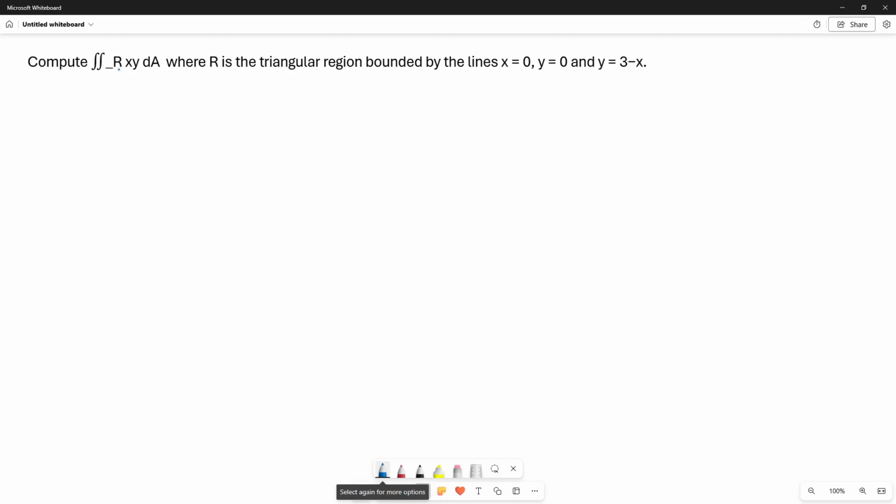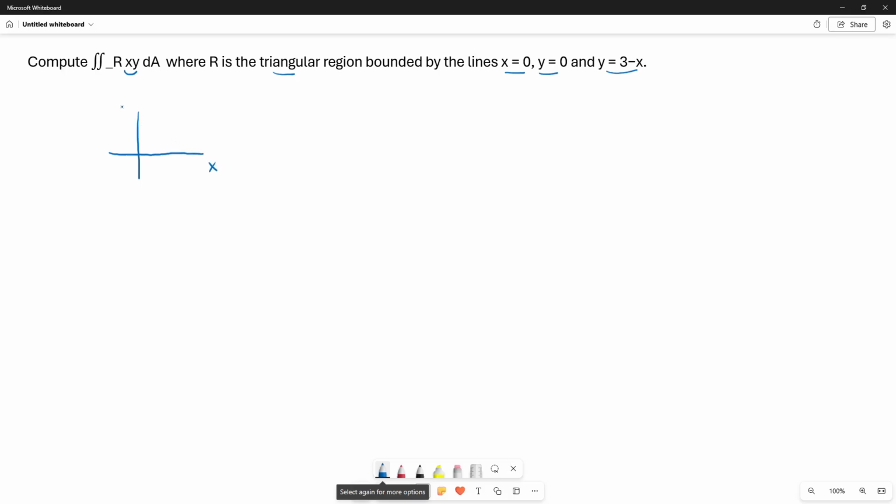Compute the double integral over the region R of the function xy with respect to the area element, where R is the triangular region bounded by the lines x equals 0, y equals 0, and y equals 3 minus x. So here is the sketch of the region.